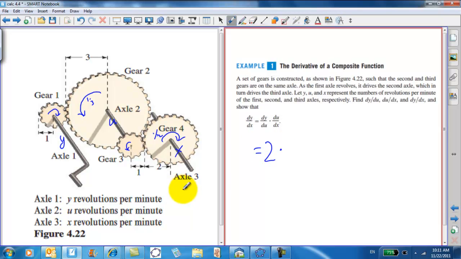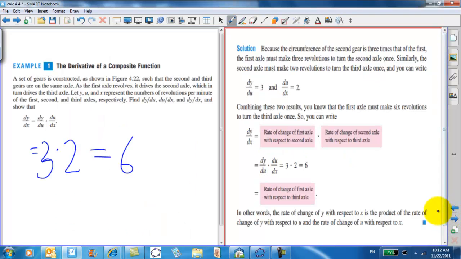And du/dx, look at these two axles now here, the x axle and the u axle. Because of the gear connection right here, this u is going to have to spin twice as fast to catch up with gear 4. I'm sorry, I meant 3 times as fast, with dy/du. And du/dx is 2. So therefore, the y axle will turn 6 times as fast as axle 3. And that's what we see in their solution.